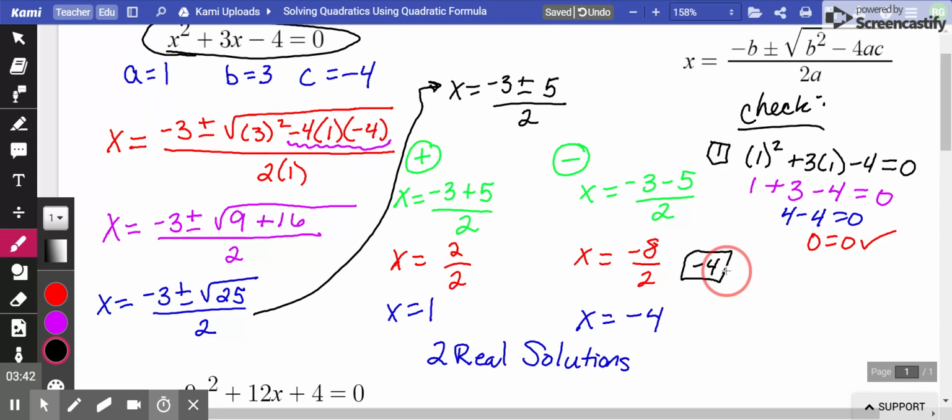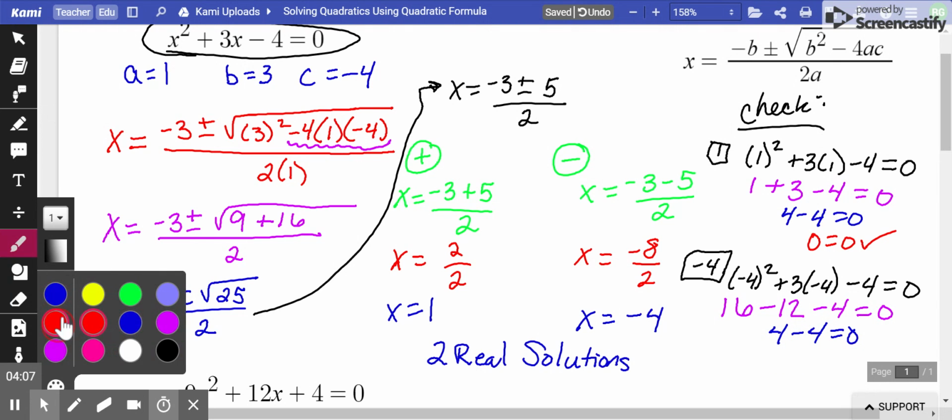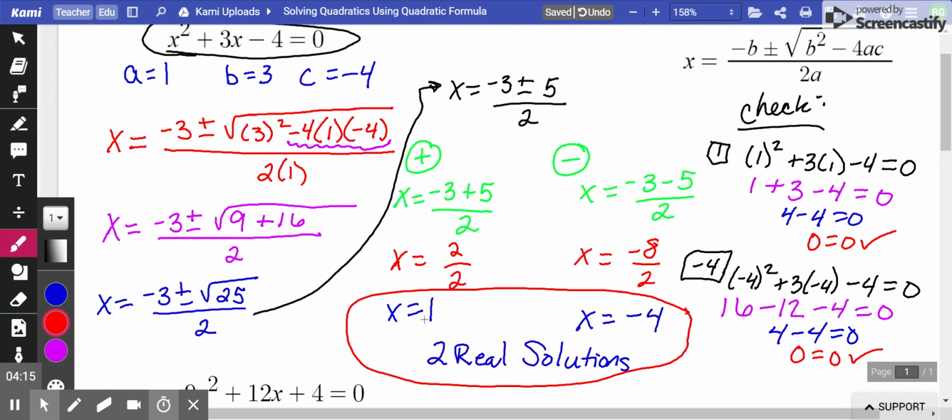Check the other solution, negative 4. We'd have negative 4 squared plus 3 times negative 4 minus 4 equals 0. Negative 4 squared is a positive 16. 3 times negative 4 is a negative 12. So we have 16 minus 12 minus 4 equals 0. 16 minus 12 is 4. And 4 minus 4 is 0. So again, we have 0 equals 0, which is a valid solution. So we do indeed have two real solutions at x equals 1 and x equals negative 4.